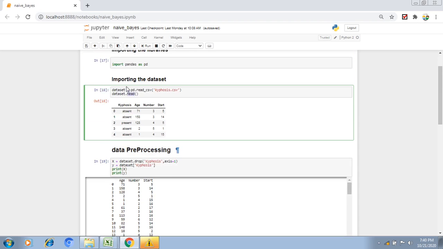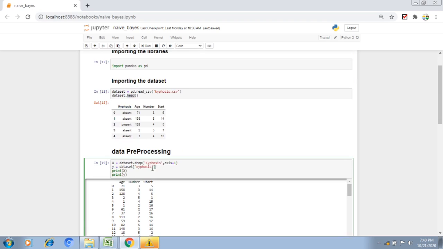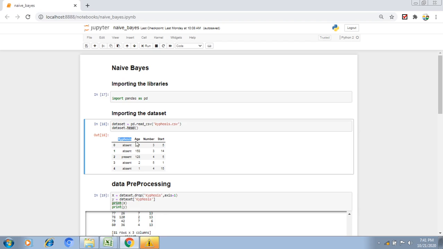Now the data processing. Here I need to treat kyphosis as my y data, and for the remaining ones I drop kyphosis and assign the other parameters to x. Age, number, start: I am printing the x value first, and the last one, my y data, is kyphosis. I am treating this as data pre-processing. This column is my complete y, and this is my complete x.